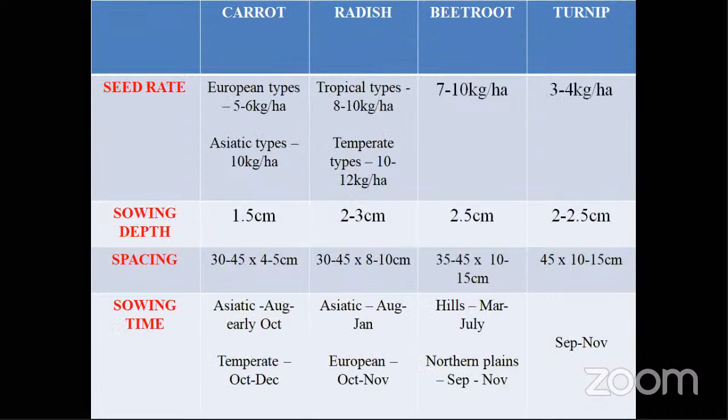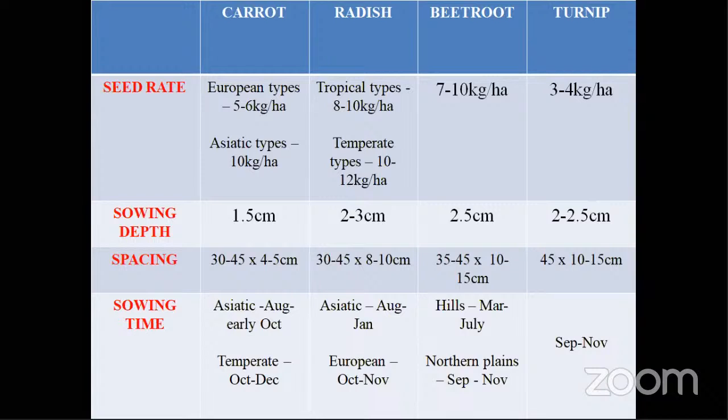Nextly, coming to the seed rate, so Europeans have 5 to 6 kg and Asiatic have 10 kg, because the Europeans are generally round in shape, and they are growing horizontally compared to the Asiatic types. There the spacing difference can come, that's the reason why they have a lower seed rate. Nextly, we will complete carrot first. So European is 5.5 to 6 kg, Asiatic is 10 kg.